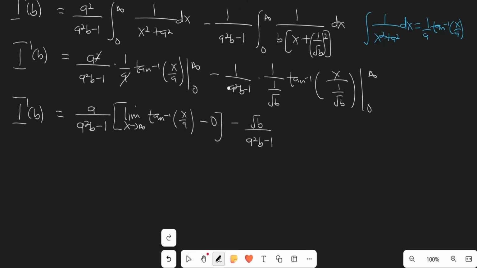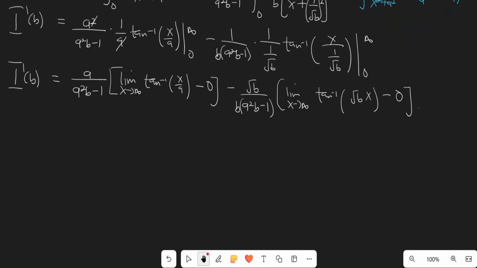So this b is multiplying out here. I forgot to pull it out, I'm sorry about that. So there's b here which is multiplying. All right, and then we are going to have the limit as x approaches infinity of the tan inverse of the square root of b times x, minus plug in 0, tan inverse of 0 is 0.